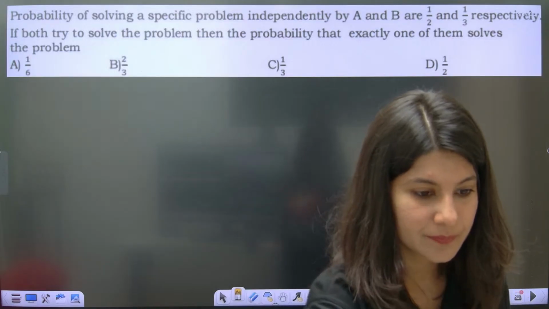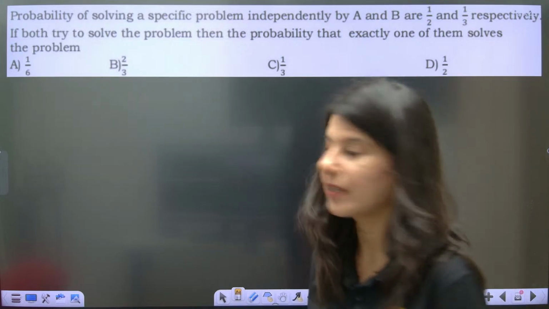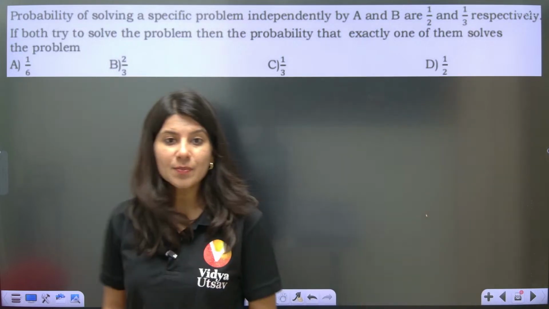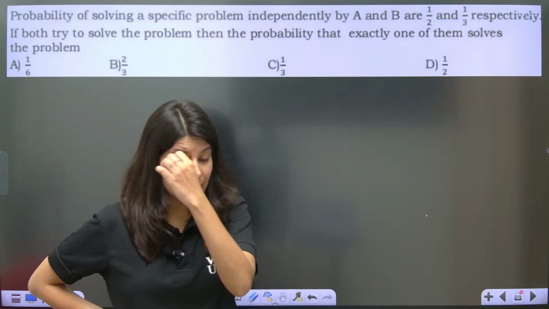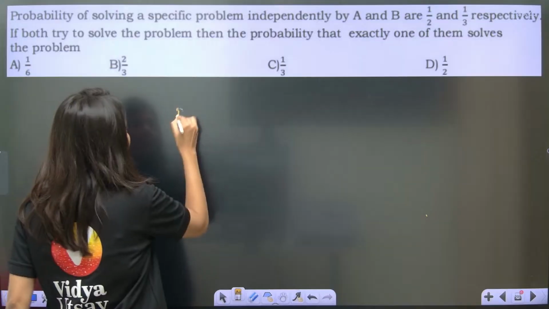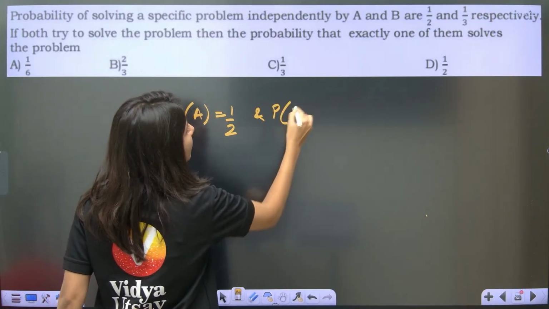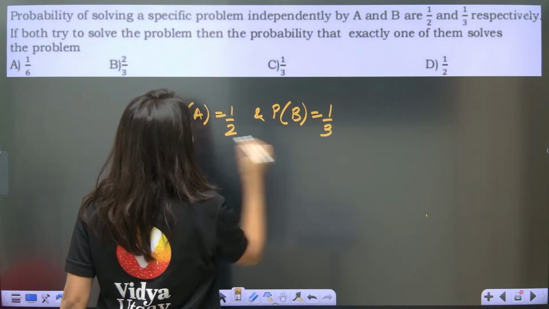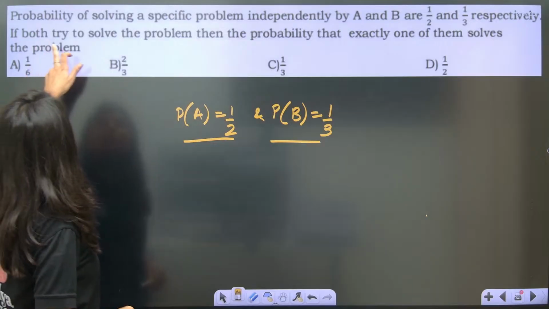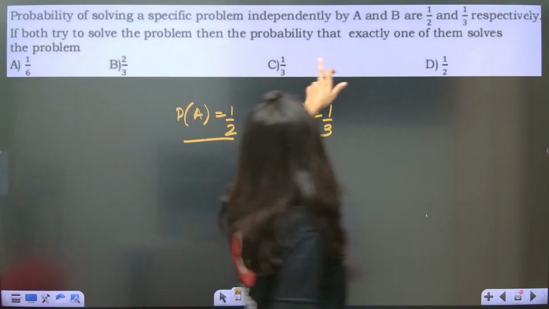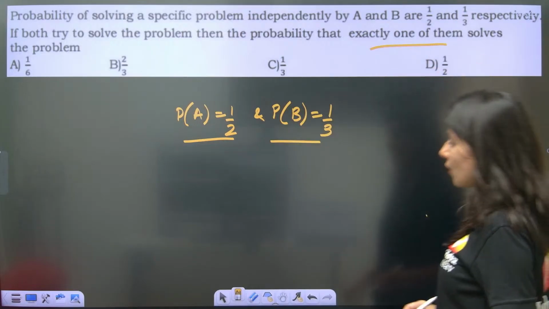Okay, 5 more questions, my dear students. All right. Probability of solving a specific problem independently by A and B. So that means probability of A is half and probability of B is 1 by 3. These are the 2 probabilities given. If both try to solve the problem, then the probability of exactly one of them solving the problem is what?